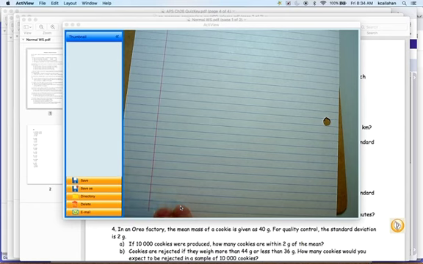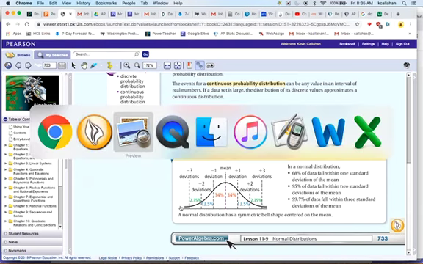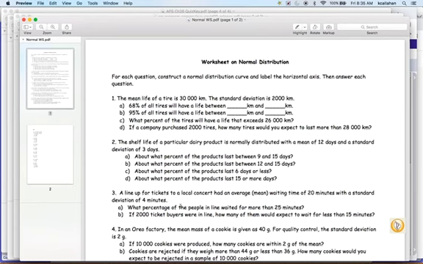Three. Tres. Lineup for tickets to a local concert had an average mean waiting time of 20 minutes with a standard deviation of 4 minutes. Okay, so I'm going to draw my picture first. 20 and 4.